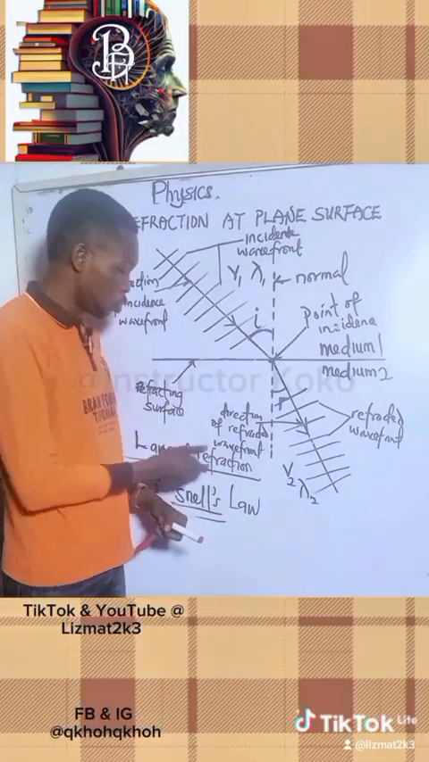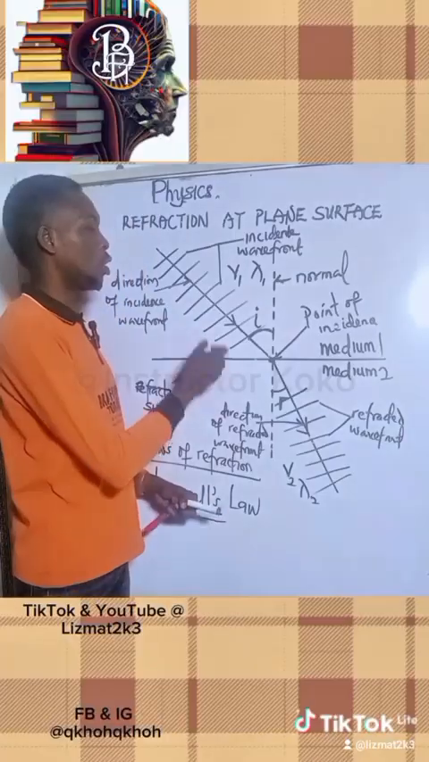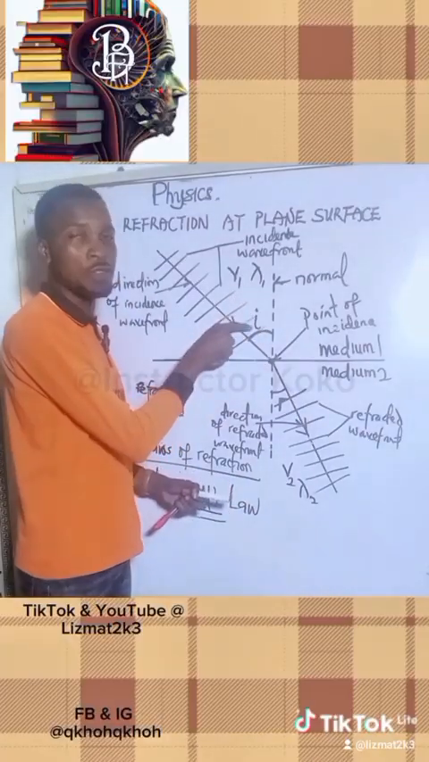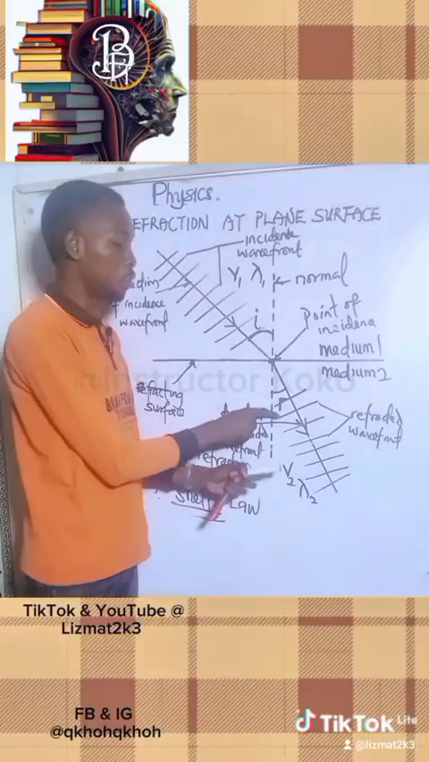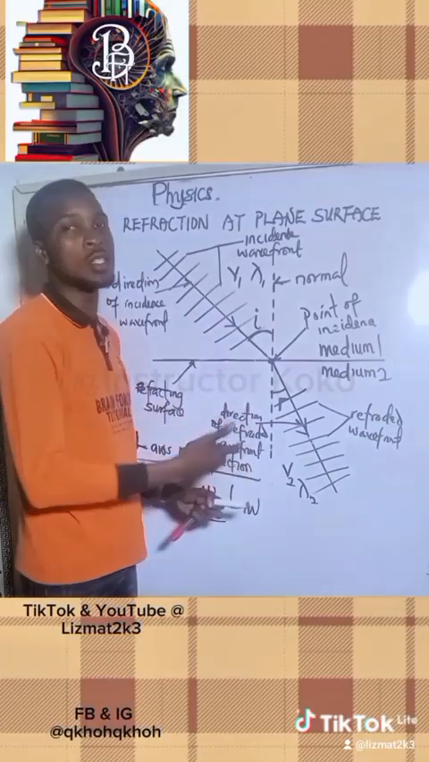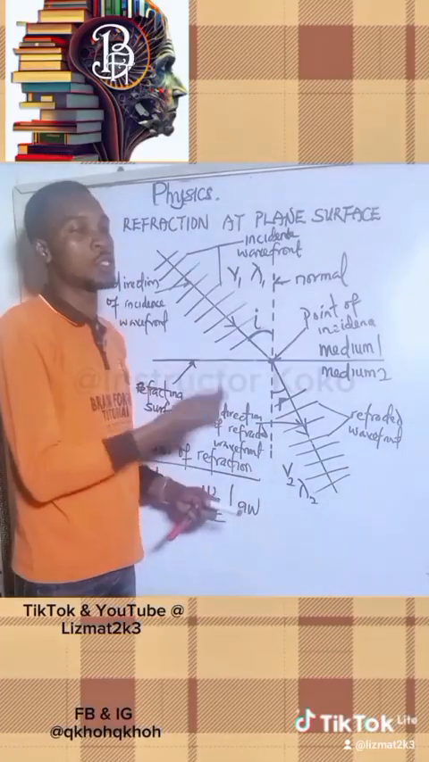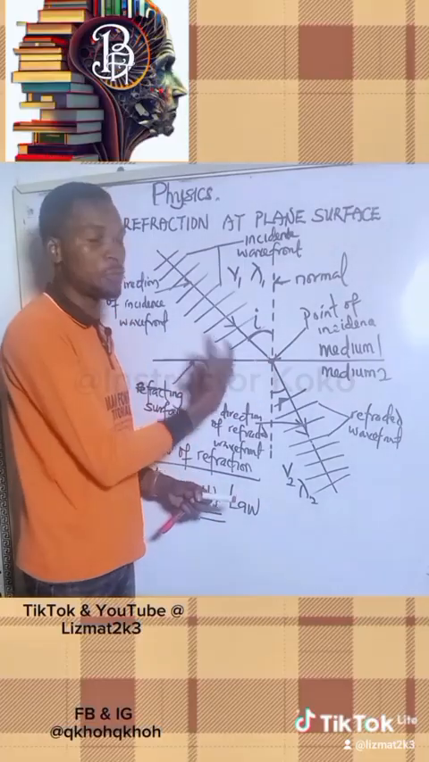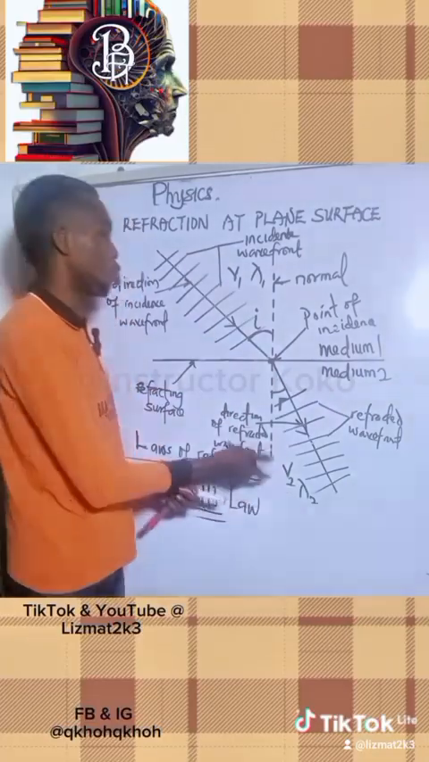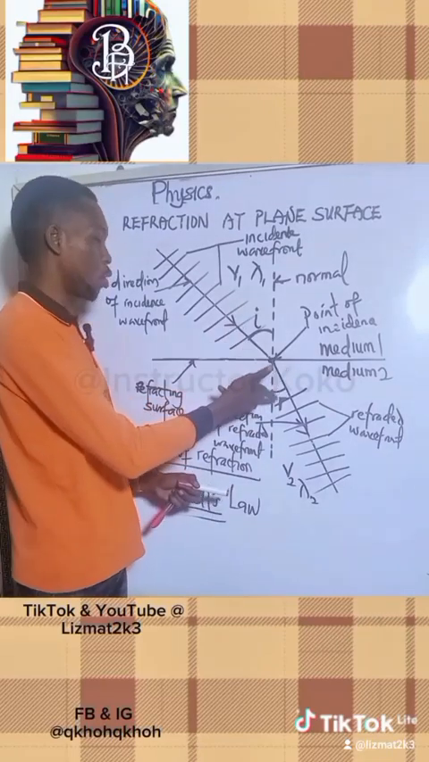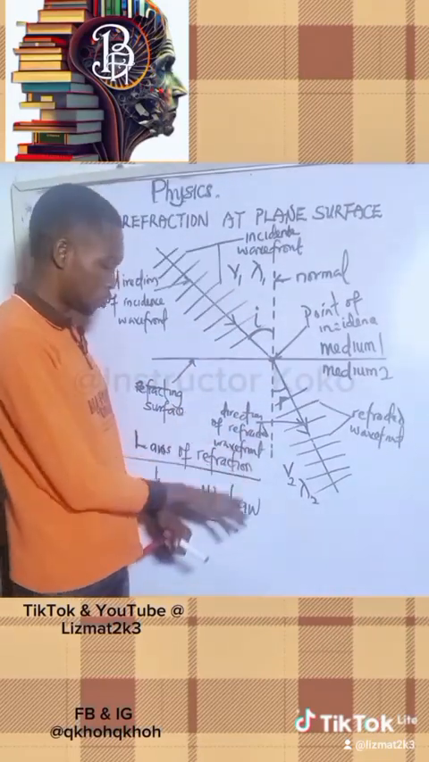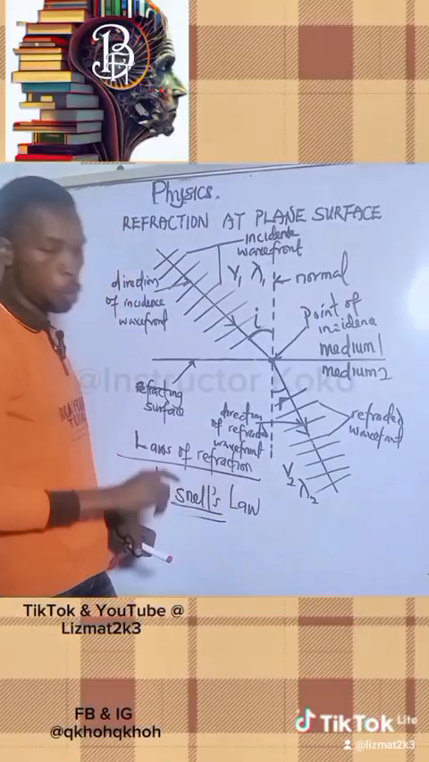I'll take it again. The second law of refraction, also known as Snell's law, states that in a given pair of media, the ratio of the sine of the angle of incidence to the sine of the angle of refraction is a constant. And that constant is known as the refractive index of the media. In the next video, I'll be showing you the mathematical relationship of this second law.